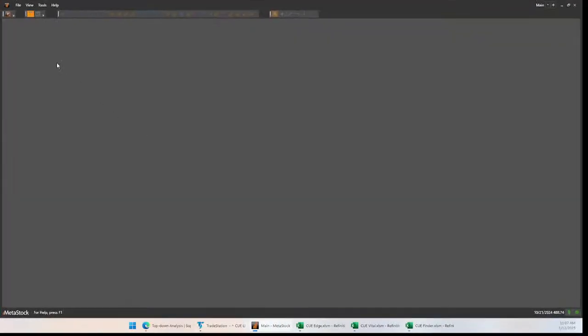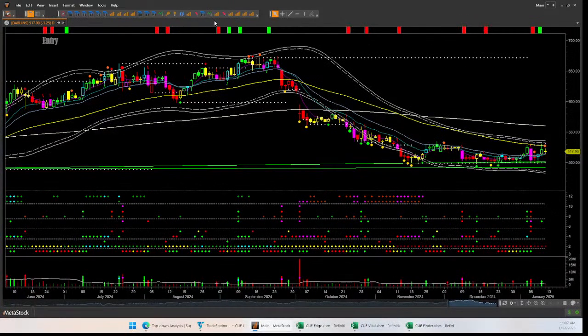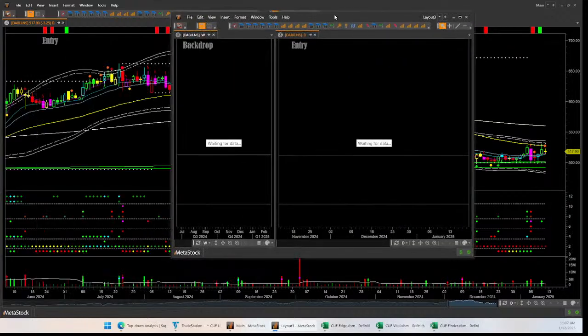Let me first go back to one of the stocks I shared on Twitter recently. That was a healthcare stock in the Indian market. It was Dabur, D-A-B-U-R. The ticker symbol is DABU. And let me go to the weekly daily at a glance.